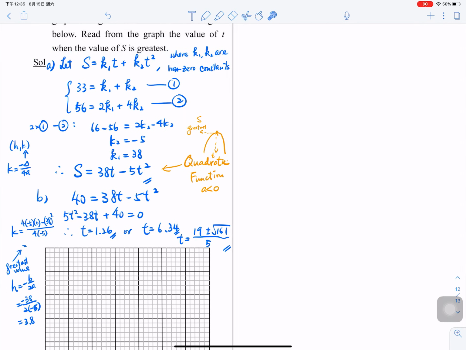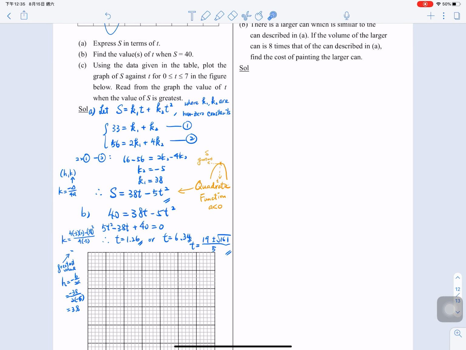Remember, if the question asks you to find it from the graph, this part you can just do in your draft paper, okay? And you can check the answer by yourself. Okay, try it now.